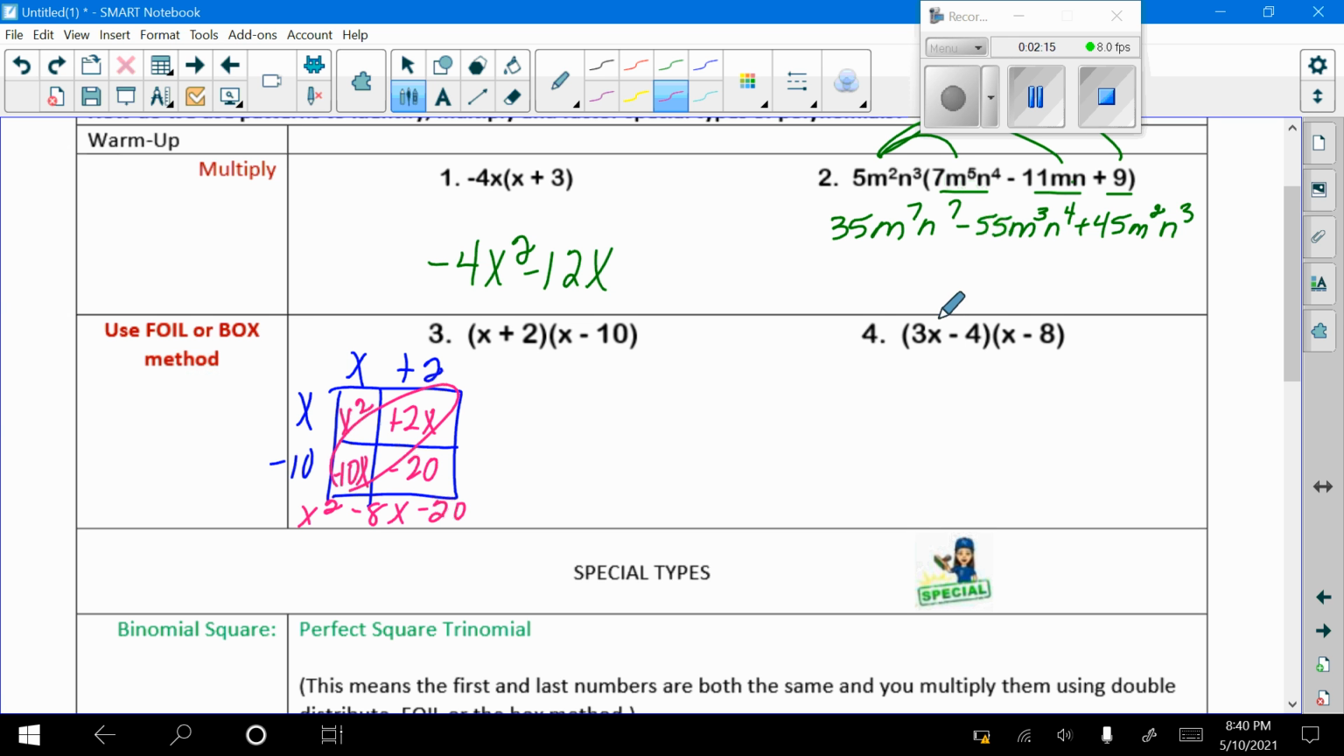This next piece, we're going to do the double distributive. I'm going to do it this direction. So I'm going to have 3x squared minus 24x inside negative 4x plus 32. Combine like terms, 3x squared minus 28x plus 32.